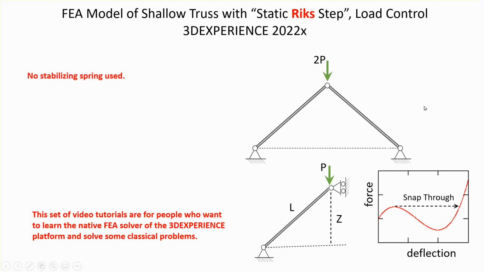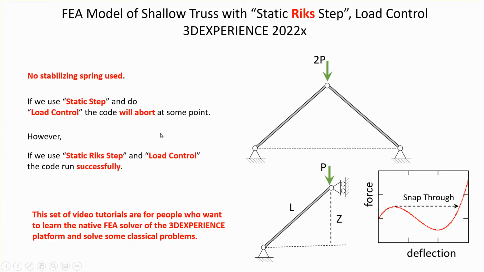Okay. Now, again, no stabilizing spring. In other words, in the first one that I did, because I wanted to apply load control and static step, I had to put a stabilizing spring here, and it worked. However, we're not modeling the spring. This is a summary of what I just said. If you use the static step and load control, the code will abort. If you use static Riks step, that's what I'm going to do right now, under load control, it will run.